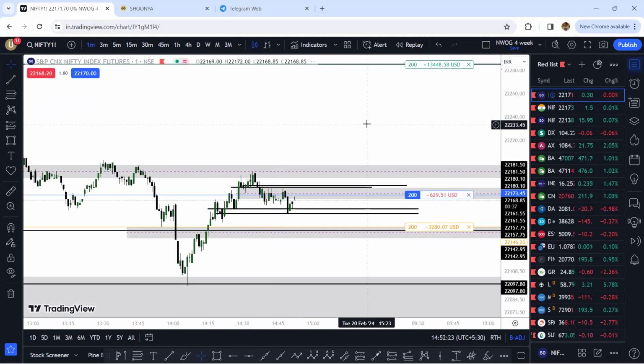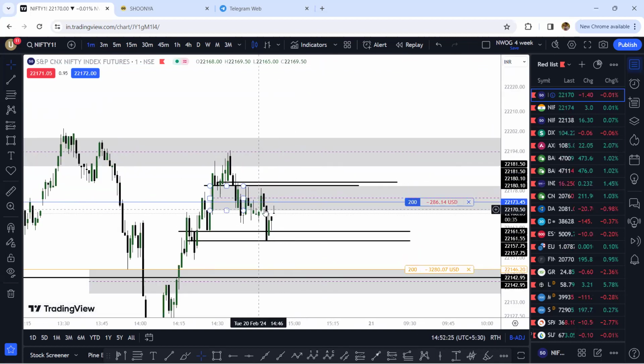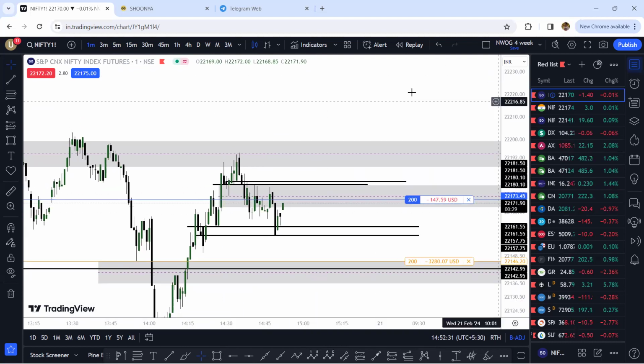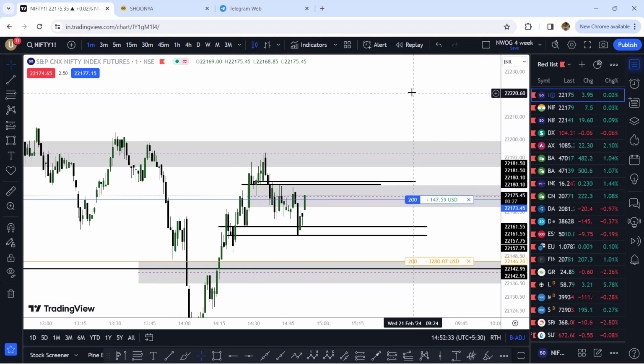I want to see this get reclaimed. That means I want to see the price still stay above it. So as I said, for a lot of people, this fair value gap is failed. But if I see support here, that is a good sign that we're once again going higher.